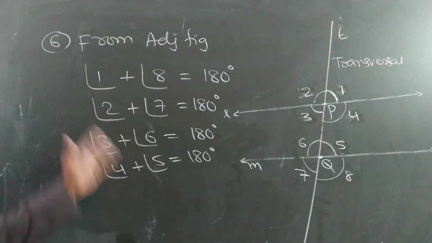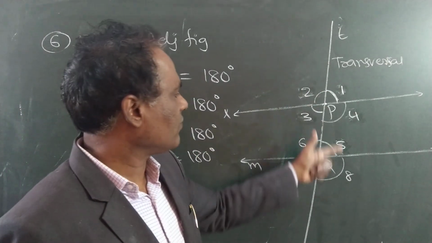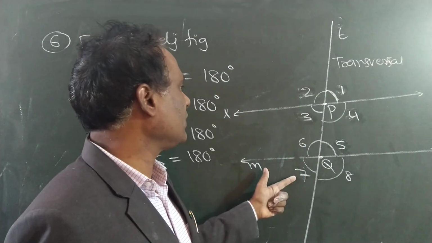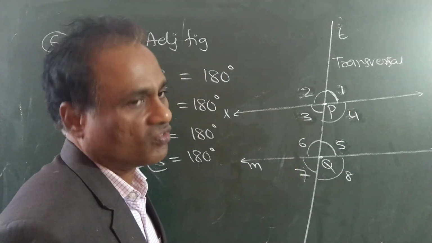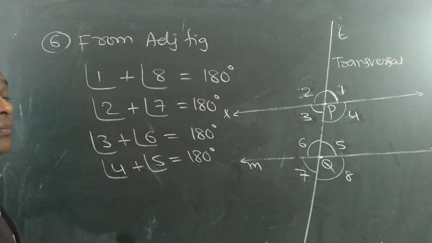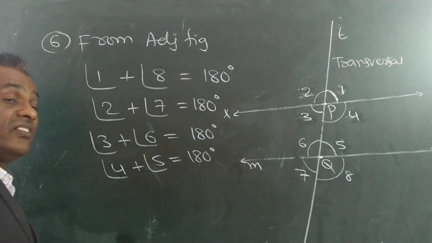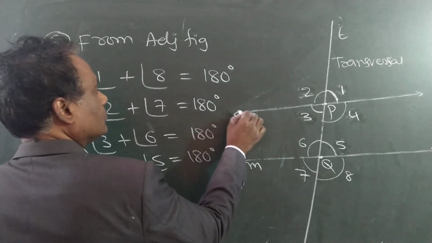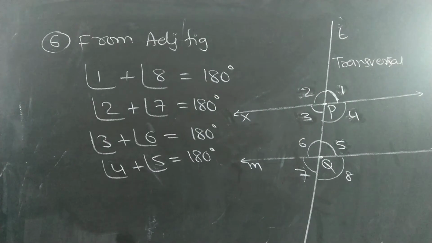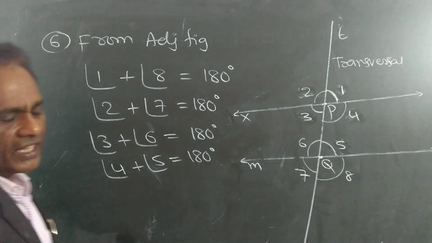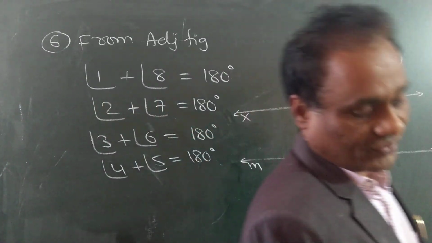Write down this from the adjacent figure: 1 plus 8 is 180, 2 plus 7 is 180, 4 plus 5 is 180, 3 plus 6 is 180. Remember these concepts while solving problems. A lot of new important points I explained. Now remember this and we can solve the problems based on this.